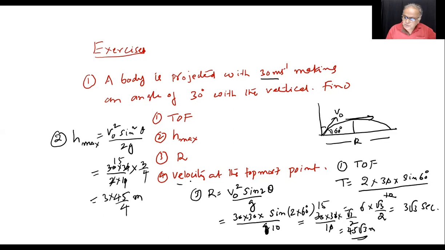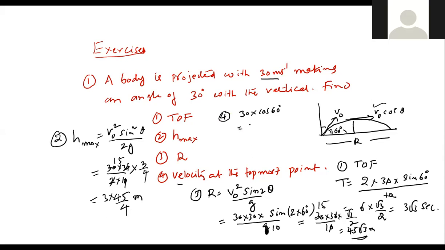And velocity at the topmost point. What was that? V0 cos theta. Do you remember? If this angle is theta. Don't say velocity at the topmost point is 0. In this case, it's not. This component is still there. So fourth answer is what? 30 cos 60. How much? 15.